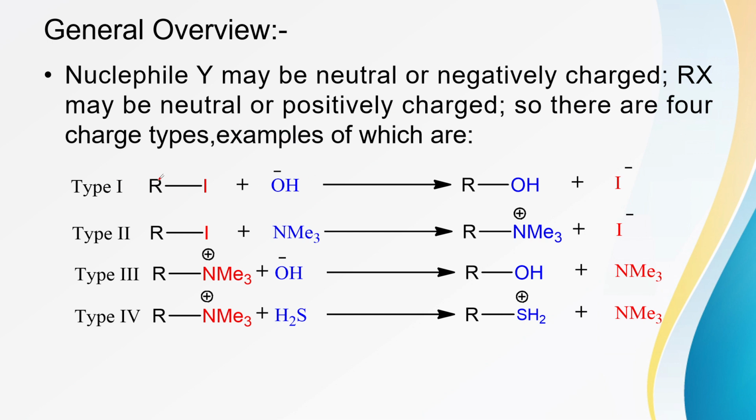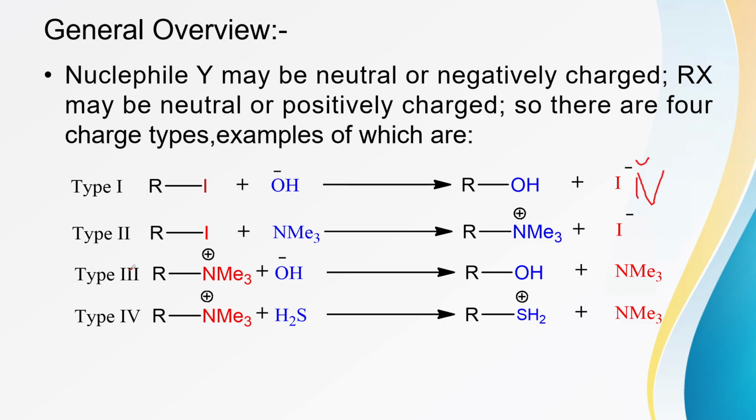So there are basically four types on the basis of charges. Type 1, where our substrate is neutral while the nucleophile is negatively charged. You can clearly see that the bond between our alkyl group and iodine is broken, and a bond between the alkyl group and hydroxyl is formed, the alcohol is formed, and a leaving group departs. In this case, the nucleophile is negatively charged, the substrate is neutral, and the leaving group leaves with its electron pair. So we can call this a nucleophile.